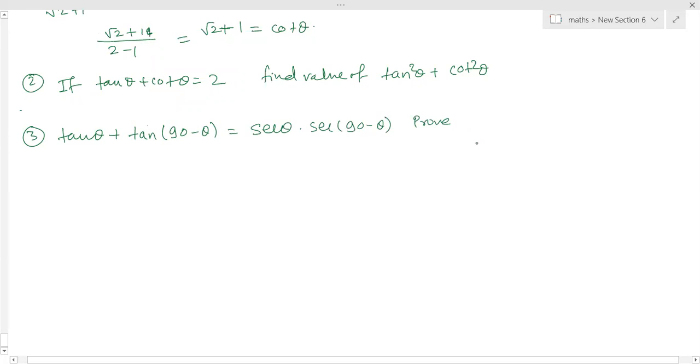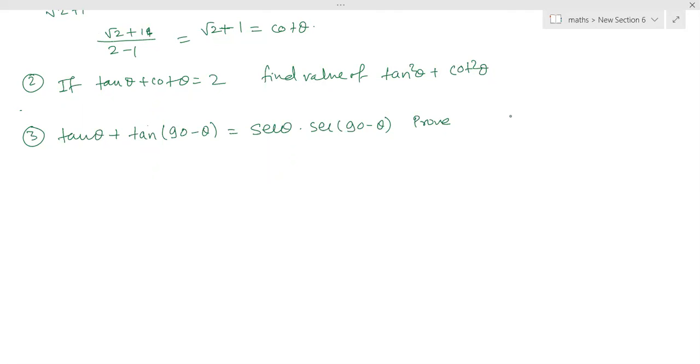Ma'am, I am getting it as 2 into 2 minus tan theta cot theta. Tan theta into cot theta is what? 1. Oh, yes, ma'am. Okay. Mary, you have learned this chapter 2 times, then also. Yes, ma'am, I got confused.